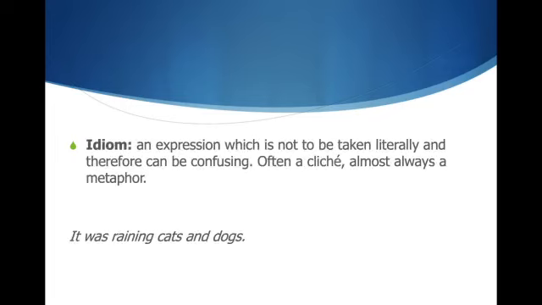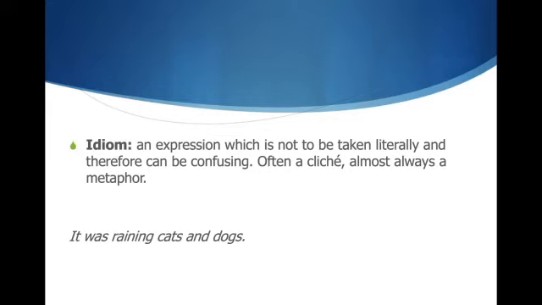Another rhetorical device would be an idiom. Now, an idiom is an expression which is not to be taken literally. Sometimes then it can be confusing to your reader or viewer, especially if English is not their first language. Often idioms can also be used as cliches, and they're almost always a metaphor. For example, your idiom, "It was raining cats and dogs," is written as a metaphor.